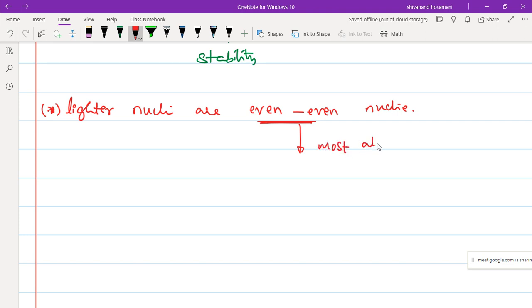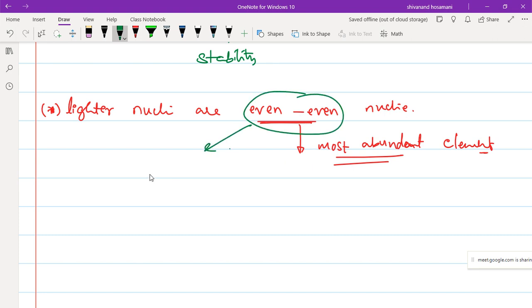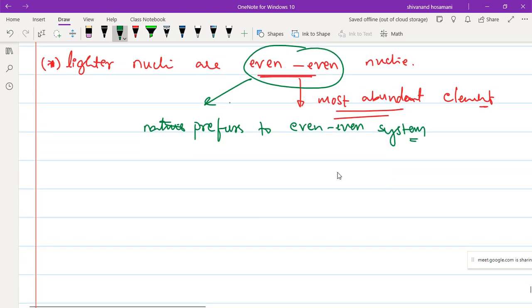Abundant element. Okay. These are lighter nuclei. And moreover, if you look at this most abundant property of all the nuclei, it's going to tell us that nature prefers even systems. So this is the property of nature: nature prefers even parts, even systems. Okay. Therefore, the most abundant elements on the Earth's crust or in the atmosphere of Earth are even nuclei only. Okay. And moreover, they are lighter nuclei.